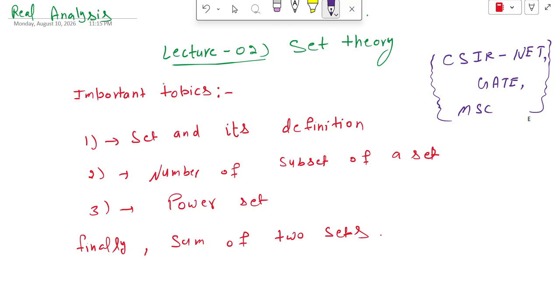In today's lecture, we are going to start with the basic concept of set theory. We will discuss four important topics in this lecture. First is set and its definition. Second is number of subsets of a set. Third is power set. And finally, we will discuss our fourth topic, that is sum of two sets. These concepts are very important for MSc, CSIR-NET, also GATE. So without wasting any time, let's start my first topic, set and its definition.